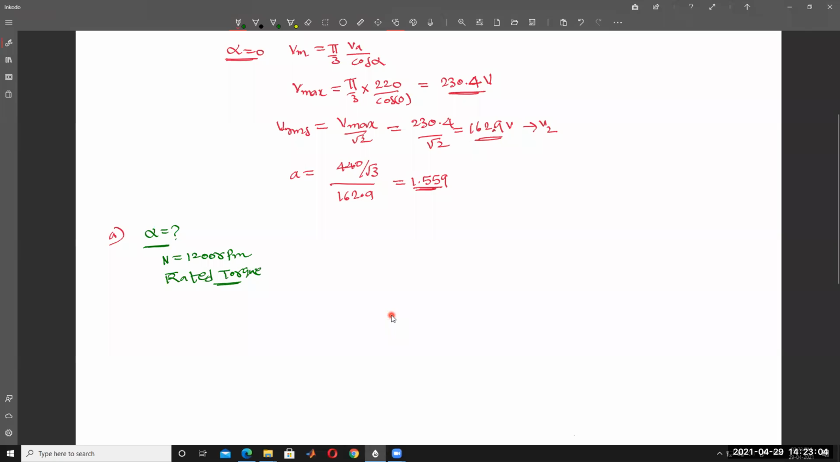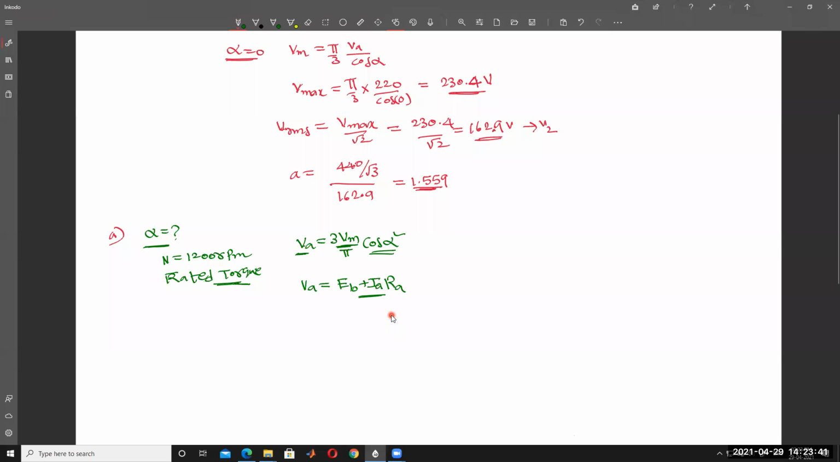So how to find alpha? You know the relation for a three-phase fully controlled converter: VA is equal to 3 Vm by pi into cos alpha. From this relation we will get alpha. Here the unknown is VA. So how to find VA? You know the relation for a motor: VA is equal to EB plus IA into RA.